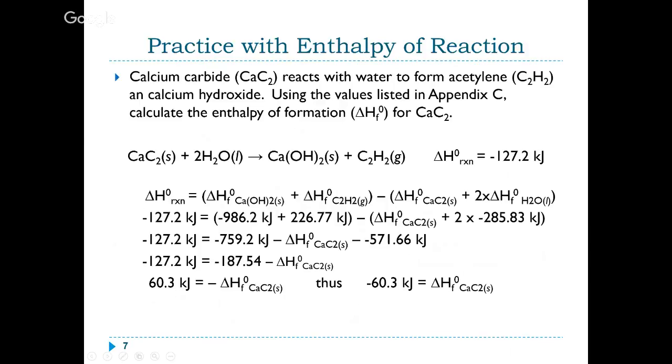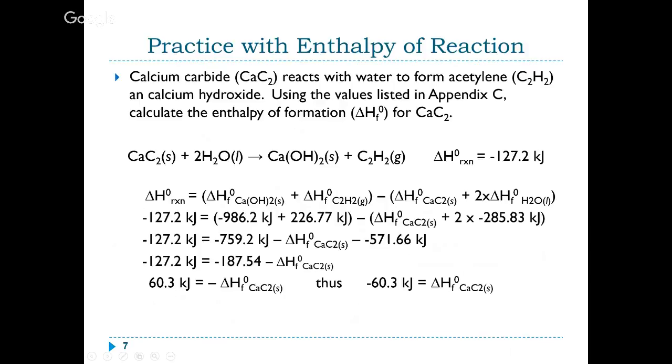I'm going to distribute this negative sign. So I'm still subtracting my calcium carbide, and then I'm subtracting a negative value of 571.66, which makes this positive. So if I take negative 759.2 plus 571.66, that gives me negative 187.54 kilojoules. Subtracting away still my unknown, what I'm going to solve for. So to get my enthalpy of formation by itself, I'm going to add 187.54 to both sides.